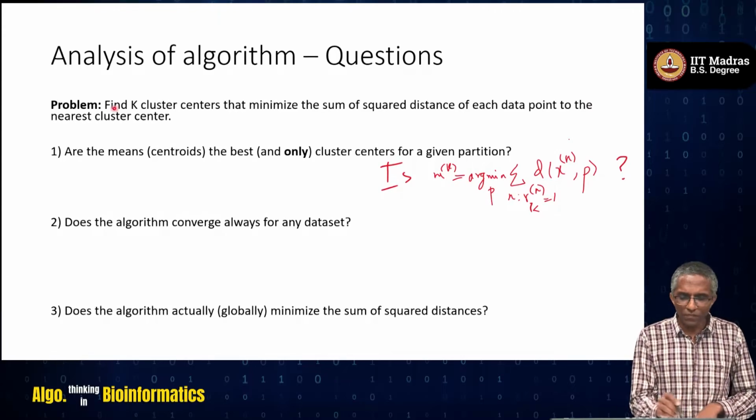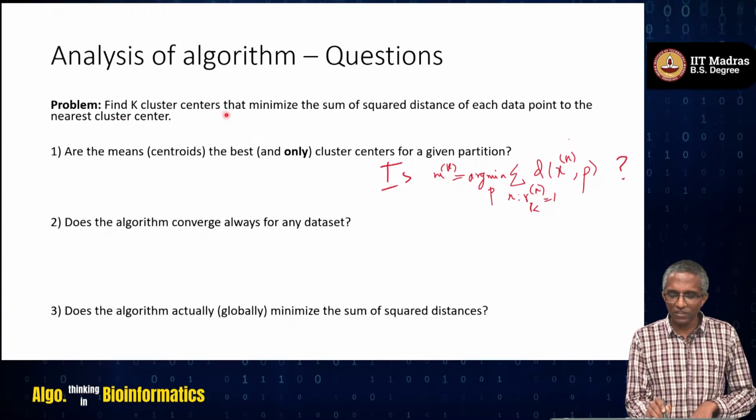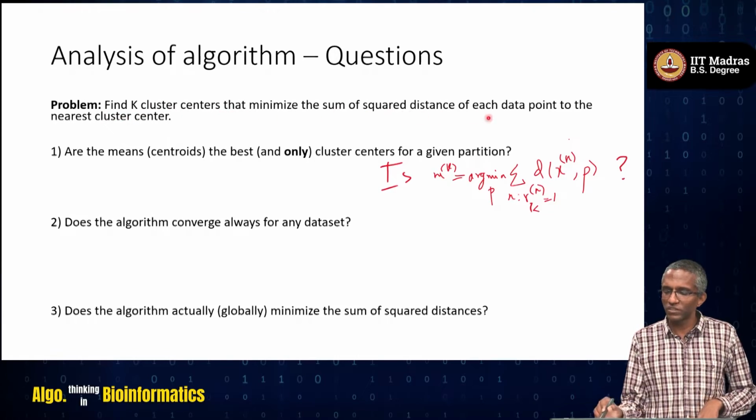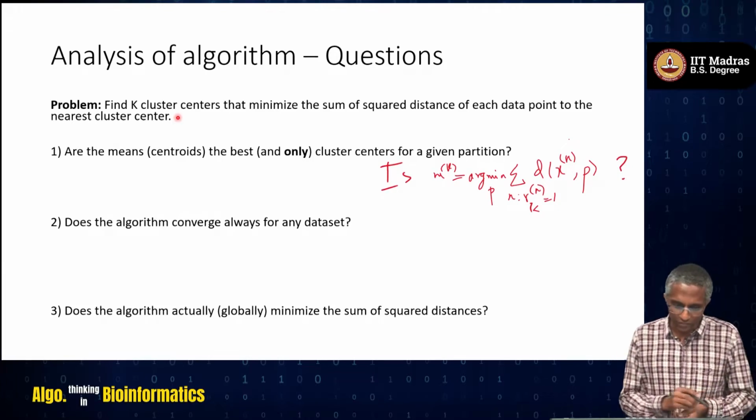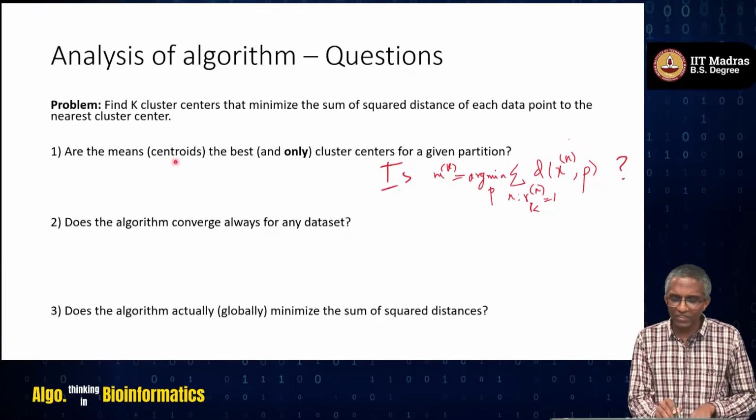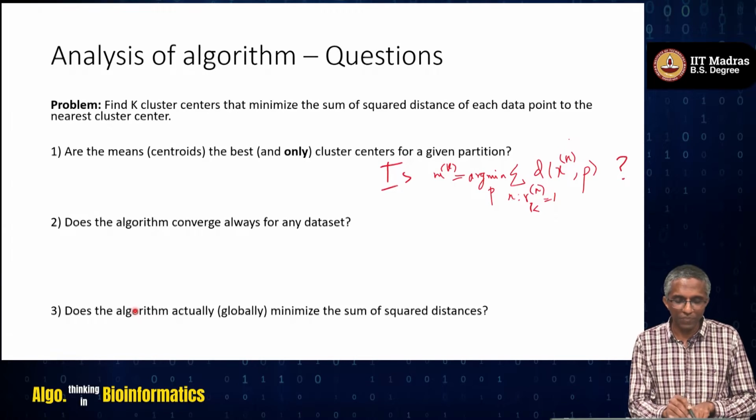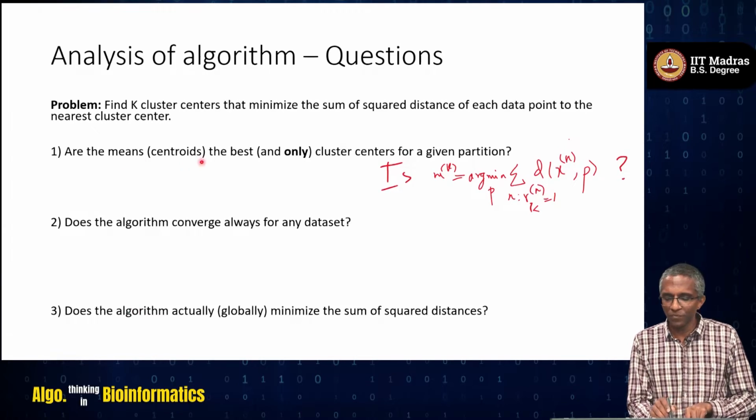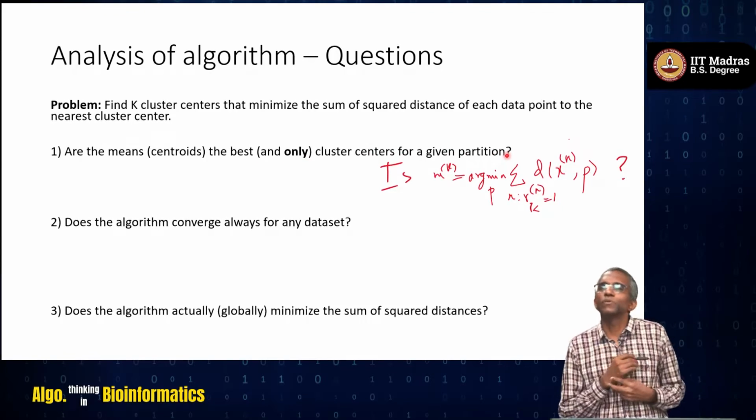Just to remind you, we want to find k cluster centers that minimize the sum of squared distance of each data point to the nearest cluster center. And are the means centroids? So we want to ask these three questions while trying to analyze the properties of this algorithm. Are the means or centroids the best and only cluster centers for a given partition? That is the first question we want to ask.